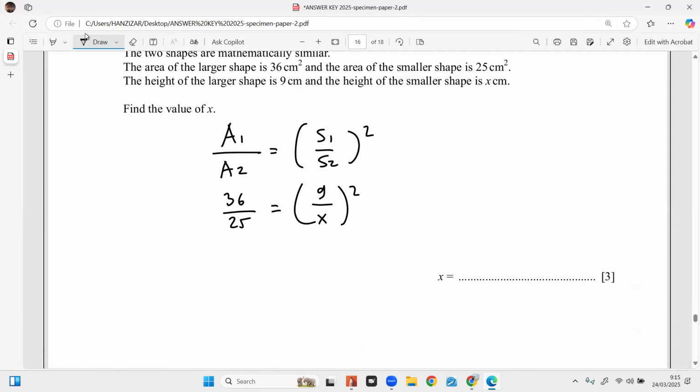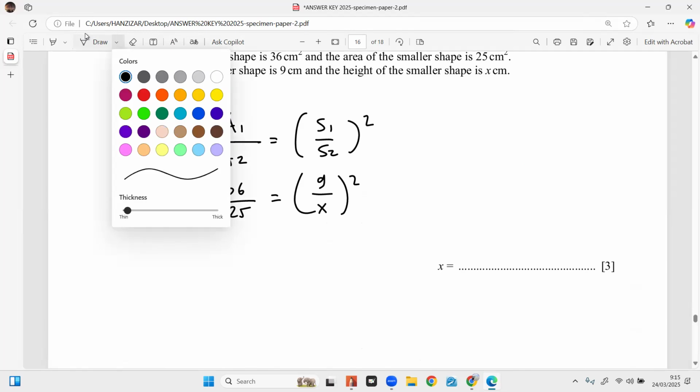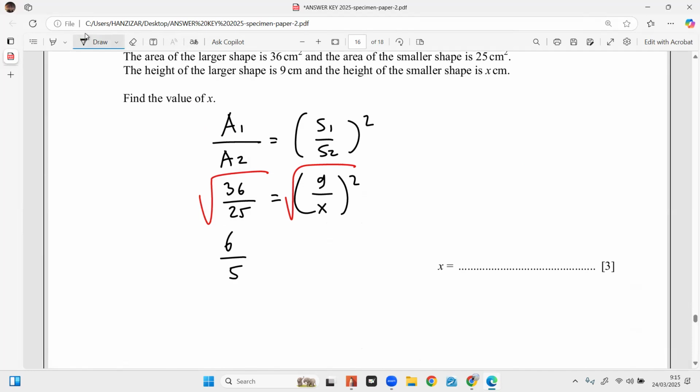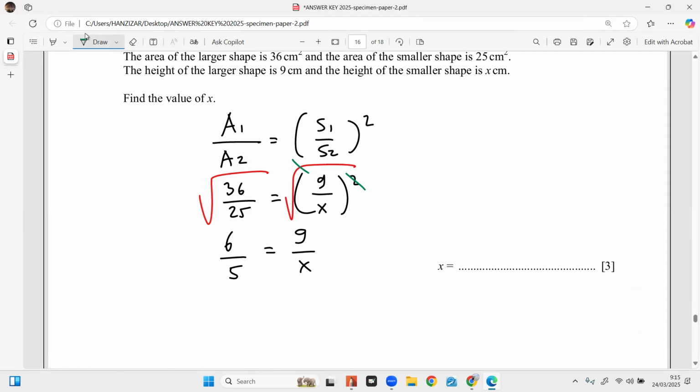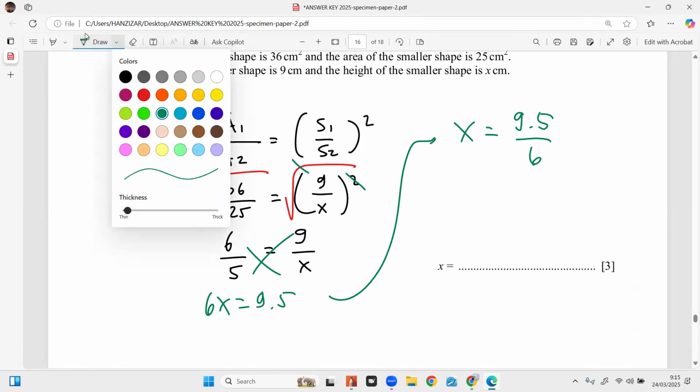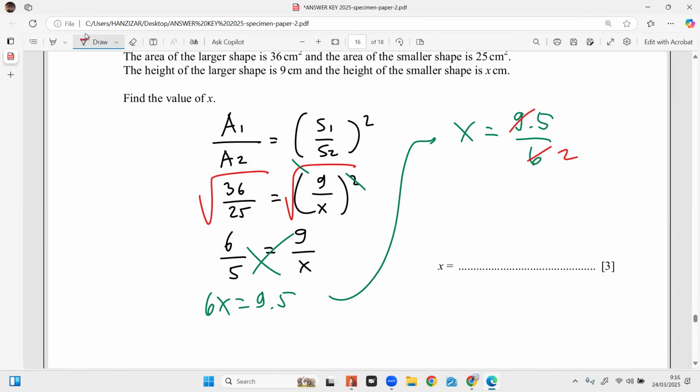So, think simple. Square root both sides. Better. Don't square, let it be. Just 9 over x, because you cancel the square root. Cross multiply, 9 times 5. I don't want to do 45 because that's not our objective. We can simplify 9 and 6. You can do 45 also, but it's not necessary.